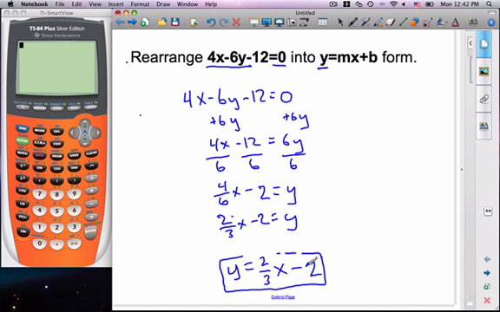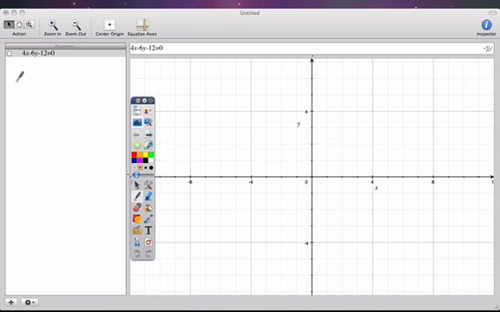I think this is useful because it saves us a step or two, and also it avoids the confusion of having to deal with a negative y at the end. Now we can check to see if our equation, y equals 2/3 x minus 2, is correct, we can go to our grapher. And remember, our equation is y equals 2/3 x minus 2. And let's graph that.